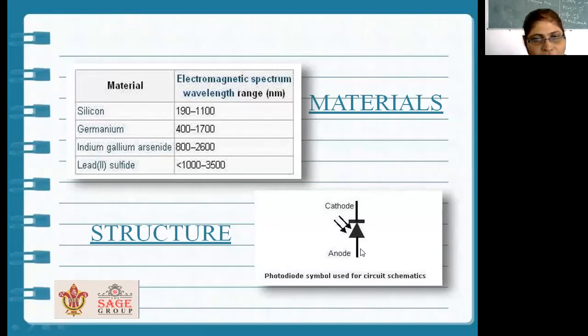Now this is the symbol of the photodiode. You can see this is the anode, this is the cathode, and light is falling on this. When light falls on the photodiode, it does the conversion and converts it into voltage or current.